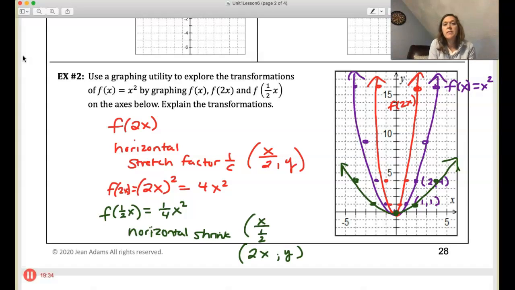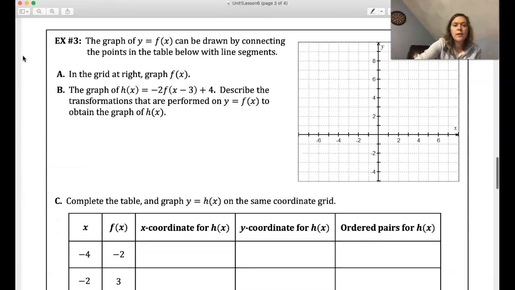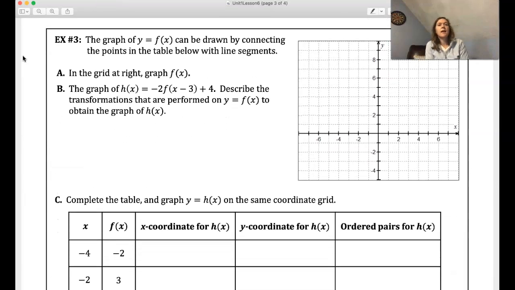Okay, so there we have the 3 different types of transformations happening with the explanations. All right. Example 3. So now we're going to get a graph that's going to be connected with just line segments. So not just a normal graph that we're used to. And then we're going to do the different transformations to it. So in the grid at the right, we're going to graph our normal f of x.